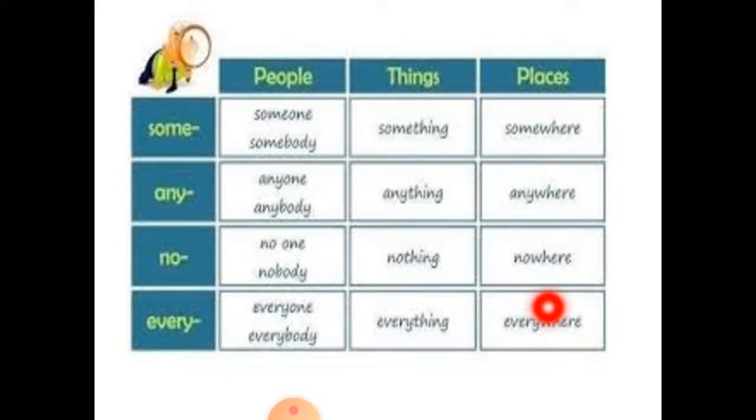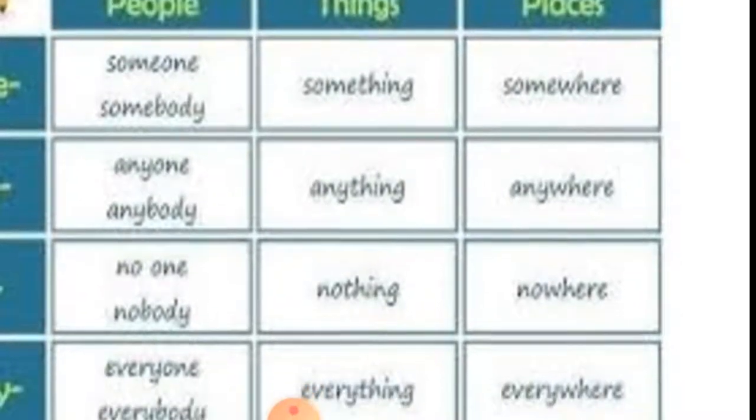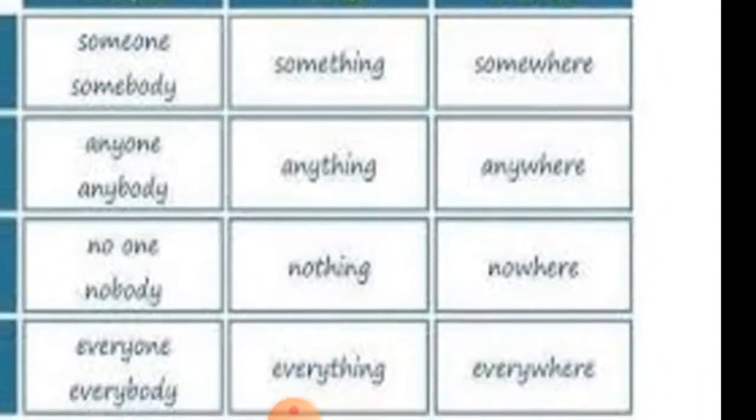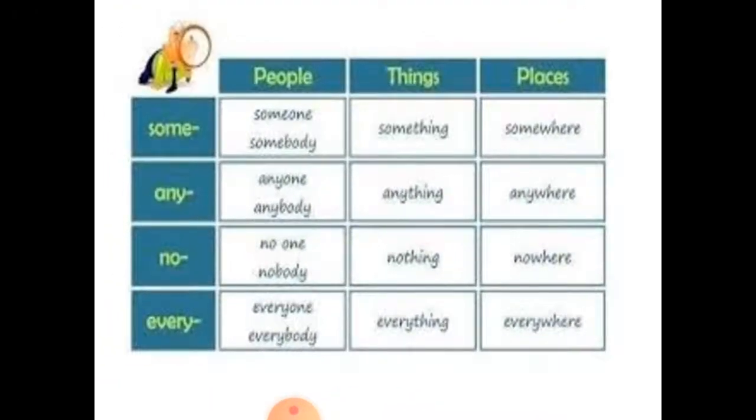Here you can see the chart. You can see the words with some, any, no and every, with people, things and places. How do we use words like somebody, someone, something, somewhere? With any we use anyone, anybody, anything, anywhere. No one, nobody, nothing, nowhere. And with every, when we talk about people, we say everyone and everybody. With things we say everything, and with places we say everywhere. So here is how we use the different types of pronouns.